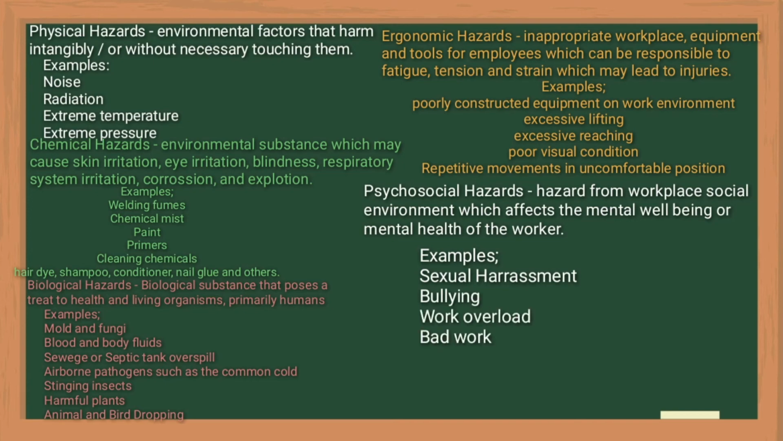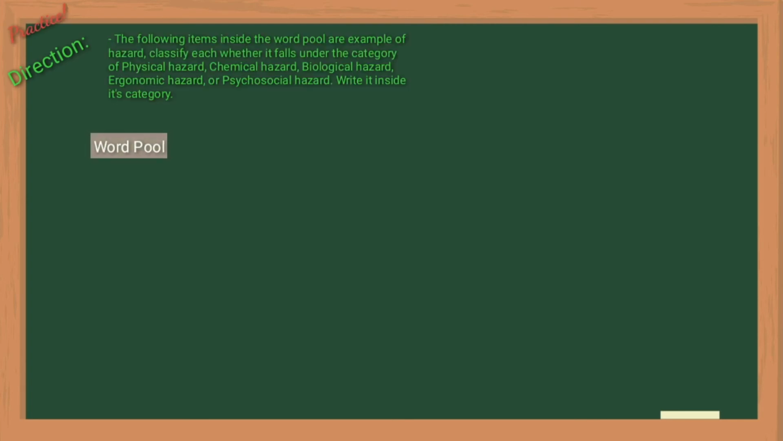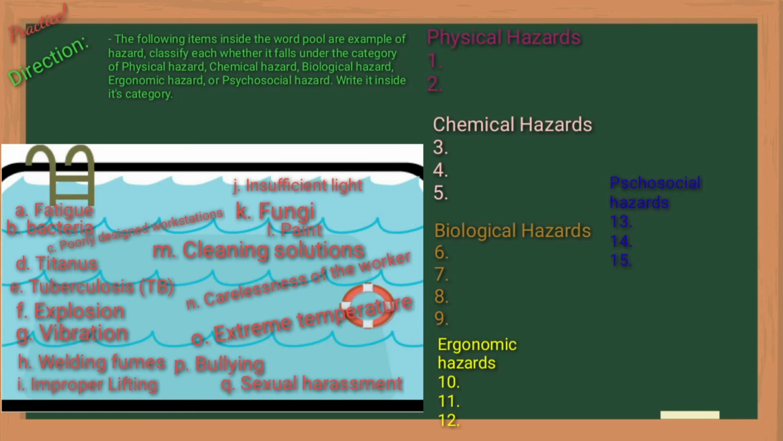The environmental hazards and its examples. And so you can also discuss it to your colleagues or co-workers or employees. So the following items inside the word pool are examples of hazards. Classify each whether they fall under the category of physical hazard, chemical hazard, biological hazard, ergonomic hazard, and psychosocial hazard. Write it inside each category.